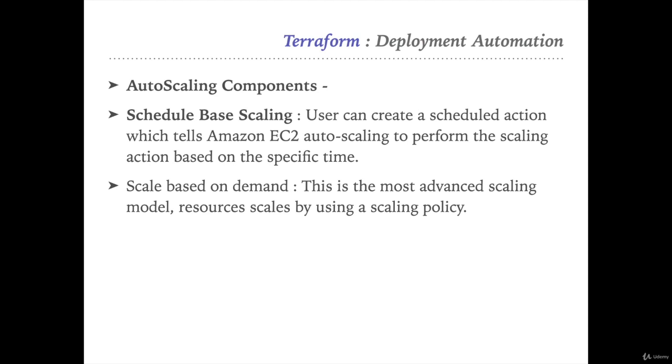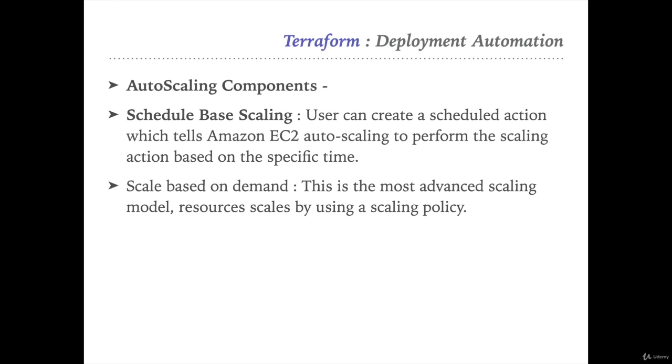And the most advanced is scaling based on demand. You don't need to go with manual, you don't need to go with the minimum requirement, you don't need to go with schedule based. Define the auto scaling group to scale based on demand. As demand comes, I will scale my infrastructure. As demand reduces, I will reduce my infrastructure. This is the most advanced scaling model, where resources scale by using the scaling policy.